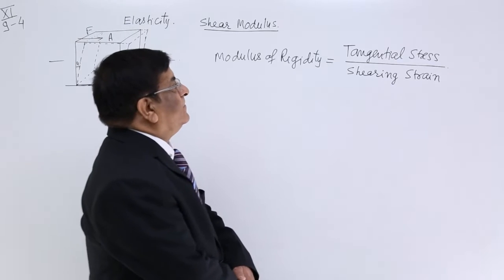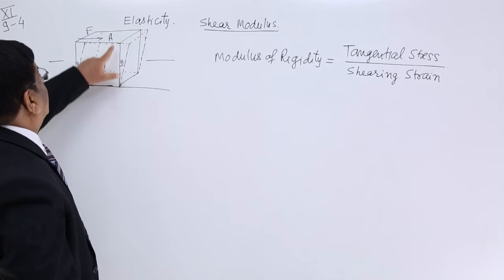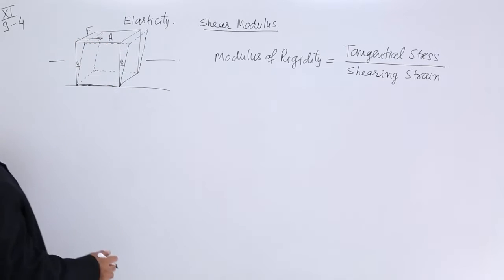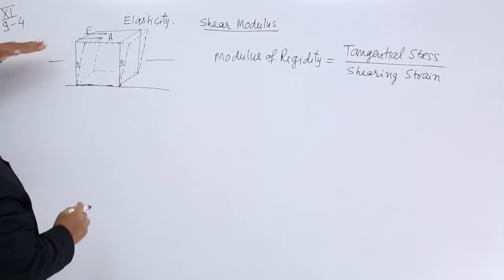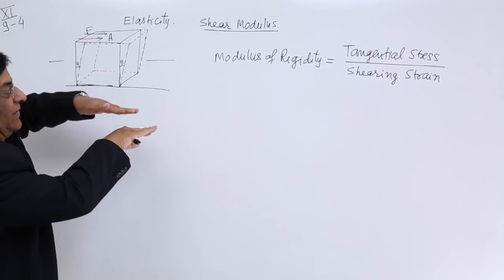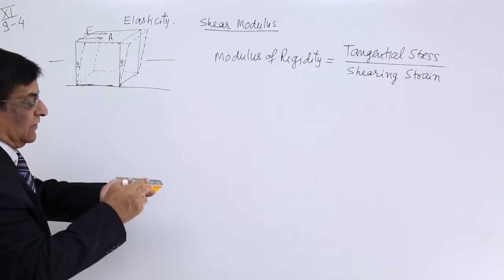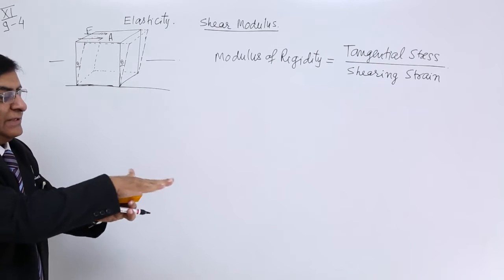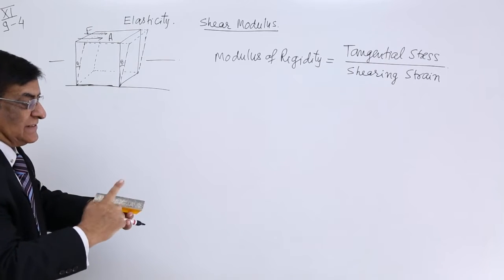Now we will see the shearing. This is a flexible box. On the roof of the block, we are applying a tangential force like this. This is the roof, and we are applying a force in this direction. This total contact area is A.